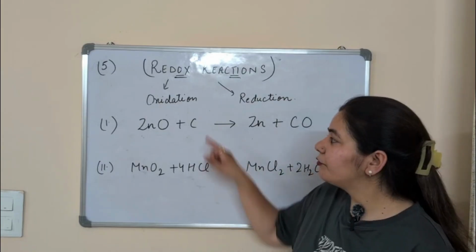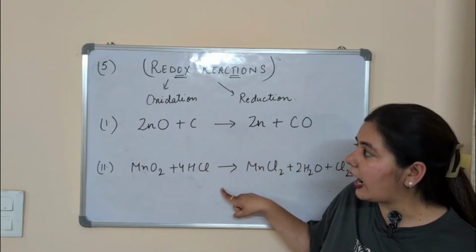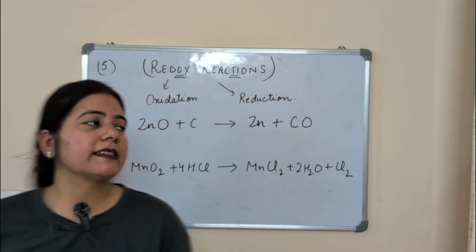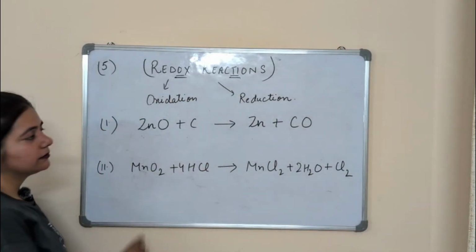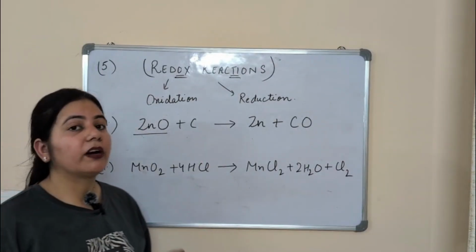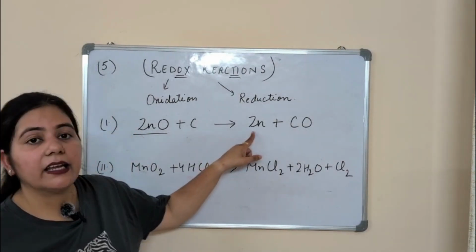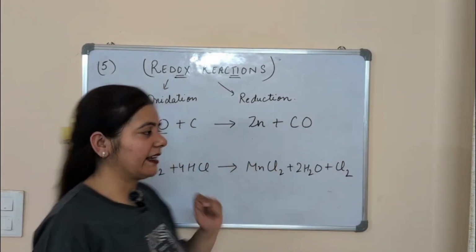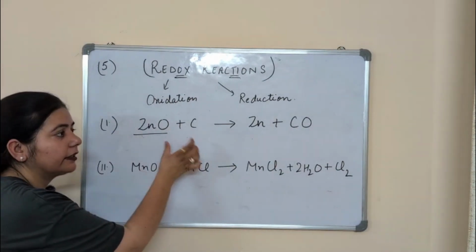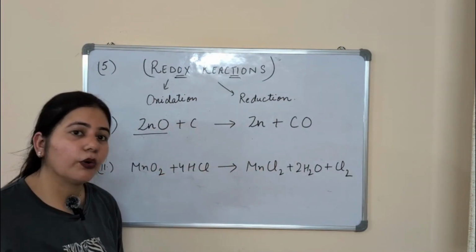Now we will see with these two examples how a redox reaction is taking place in them. Let us consider the very first example, that is zinc oxide. When it reacts with carbon, what is it forming? It is forming zinc along with carbon monoxide. So we will predict here which compound is undergoing oxidation and which one is undergoing reduction.